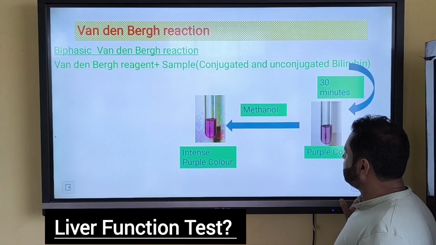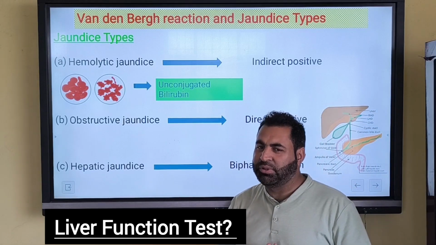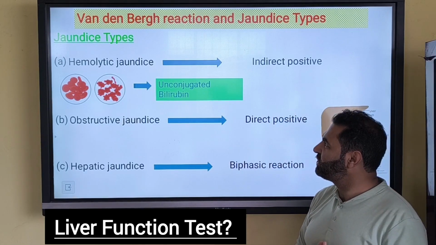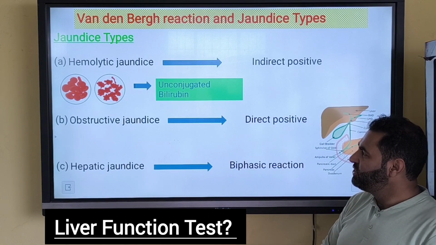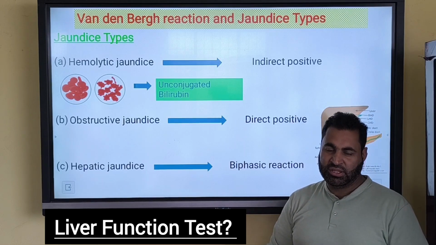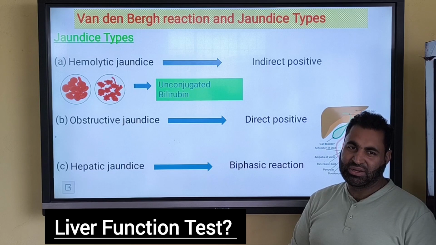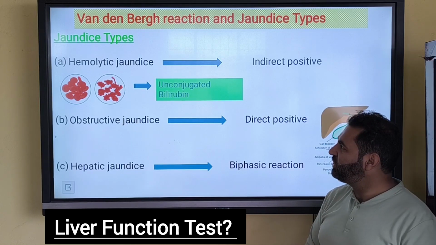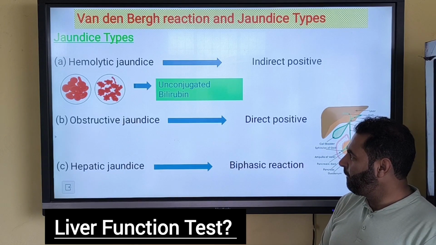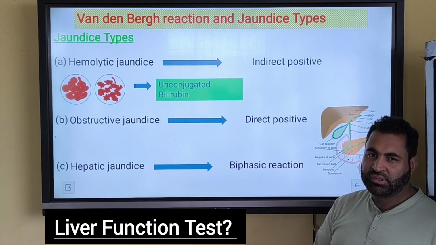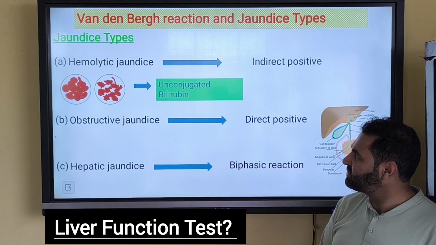Okay. So how will this Van den Bergh reaction help us in diagnosing different types of jaundice? Jaundice is a disease where there is an increase in the bilirubin content, whether conjugated or unconjugated bilirubin is elevated in the blood. So it gives this yellow color of the skin or yellow color of the sclera of the eyes.